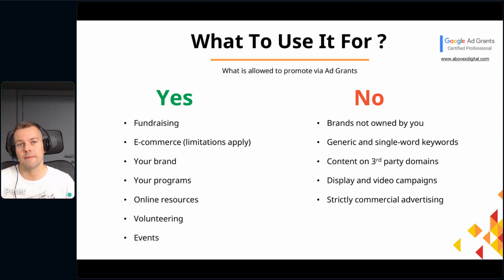There are some exceptions where you cannot use Google Ad Grants, for instance, situations where you have content on a third-party domain. Google always approves one main domain. You can only promote content on that domain. You can't promote your Facebook page, your YouTube channel, anything like that. And you can only use text ads. You cannot use display. You can't use video. Those are not allowed. And also, you should not do what's called strictly commercial advertising, meaning if you charge for your services and if the website has a very commercial character, Google might have a problem with that, and it might be difficult for you to get in the program.